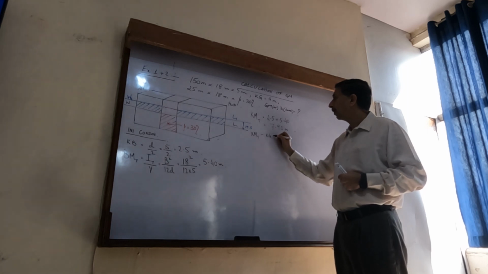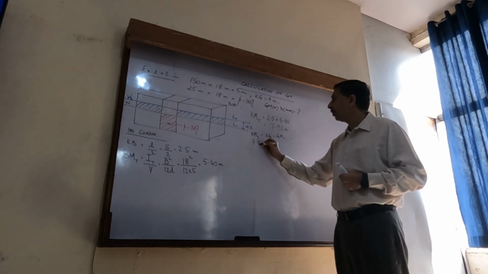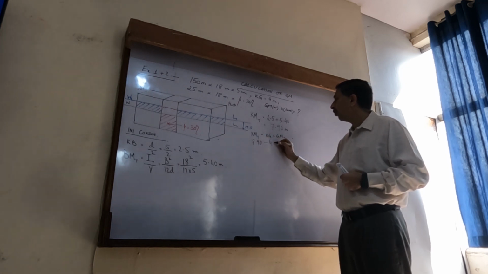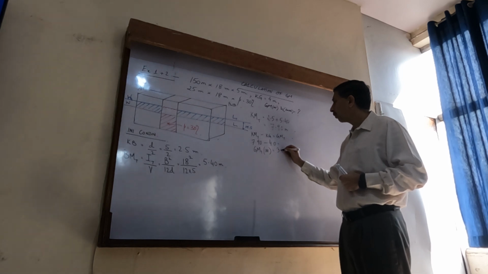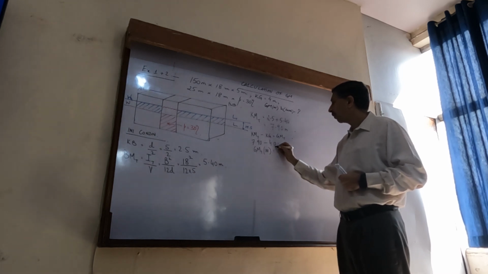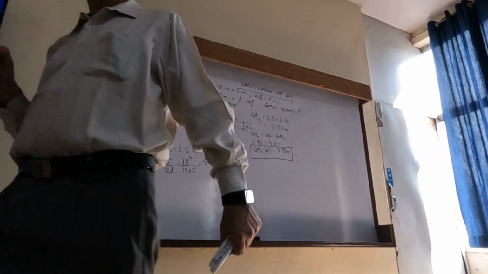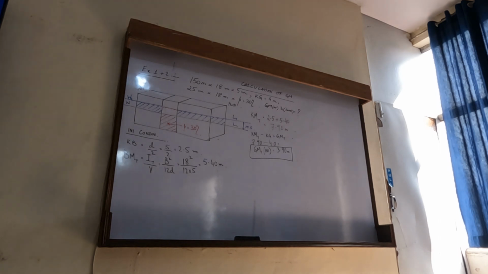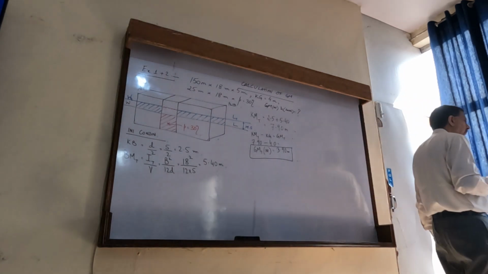KMT minus KG gives me GMT. So 7.90 minus 4. Therefore GMT initial is equal to 3.9. This is the initial GM of the vessel before the bilging happened.